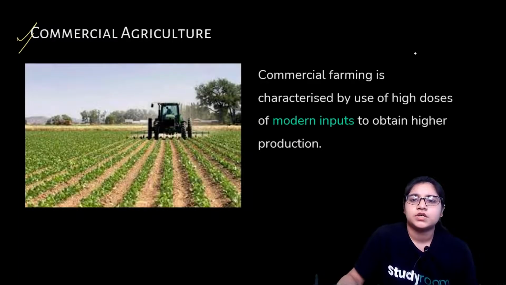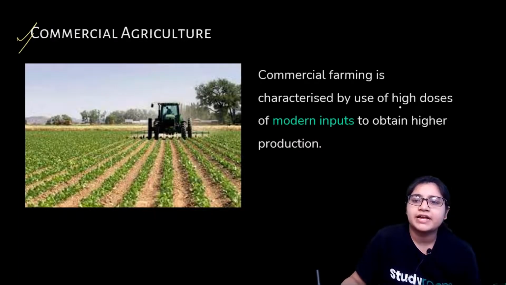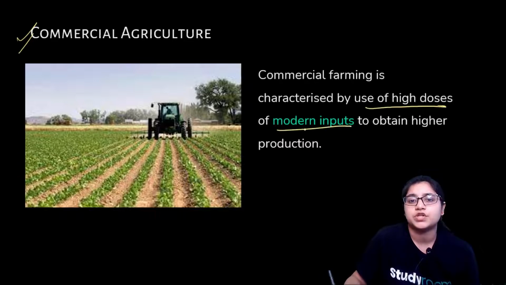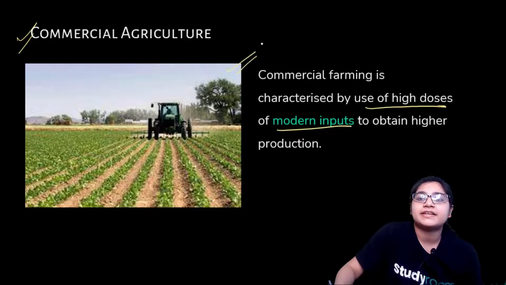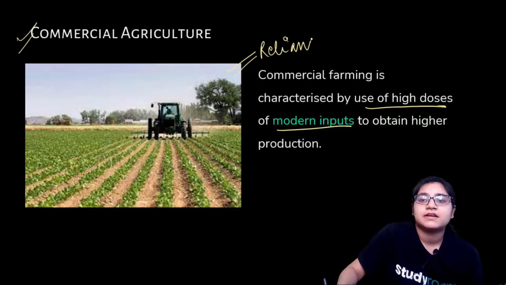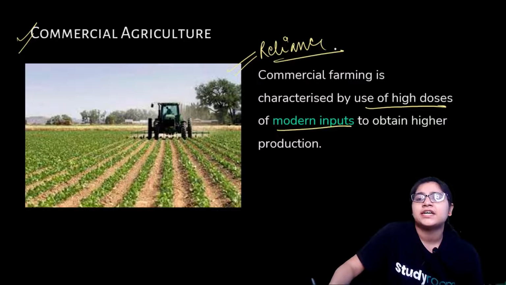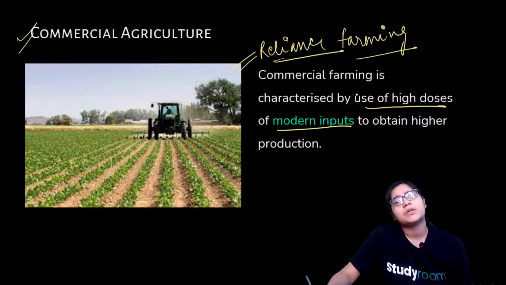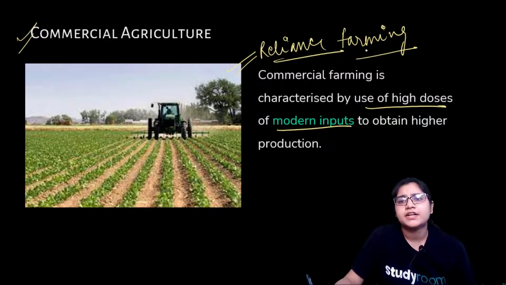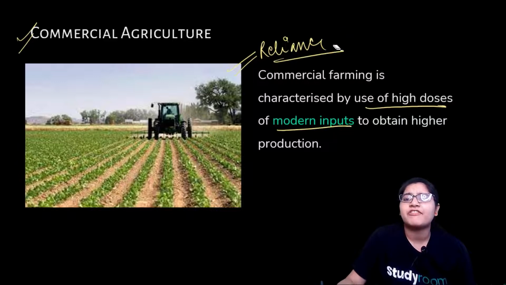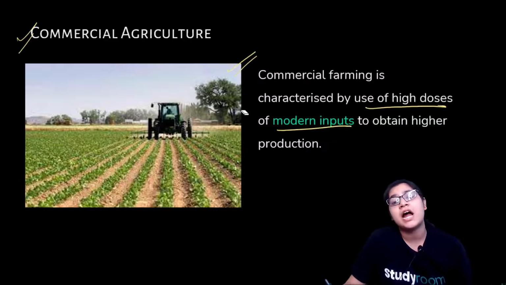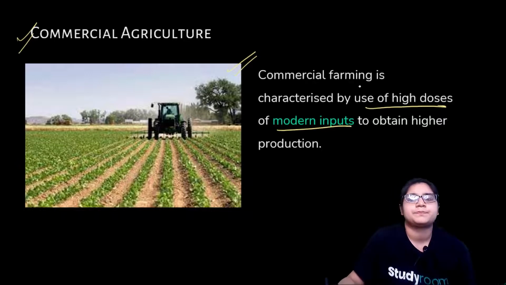Then comes commercial agriculture. For profit making, it is often used. Commercial farming is characterized by the use of high doses of modern inputs. Even some of you might have seen Reliance has huge lands, and Reliance farming is only for commercial purpose. You understand that? That is only for profit making. Private firms collectively own large blocks of land to obtain higher production and very modern inputs.